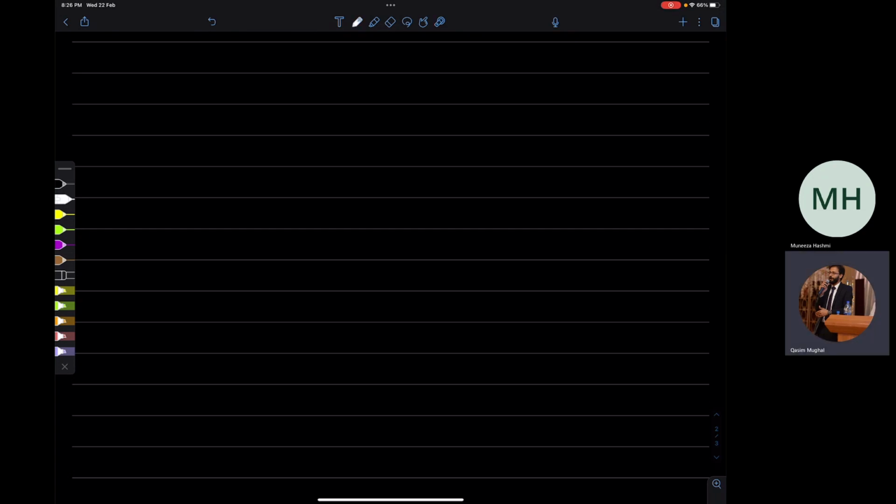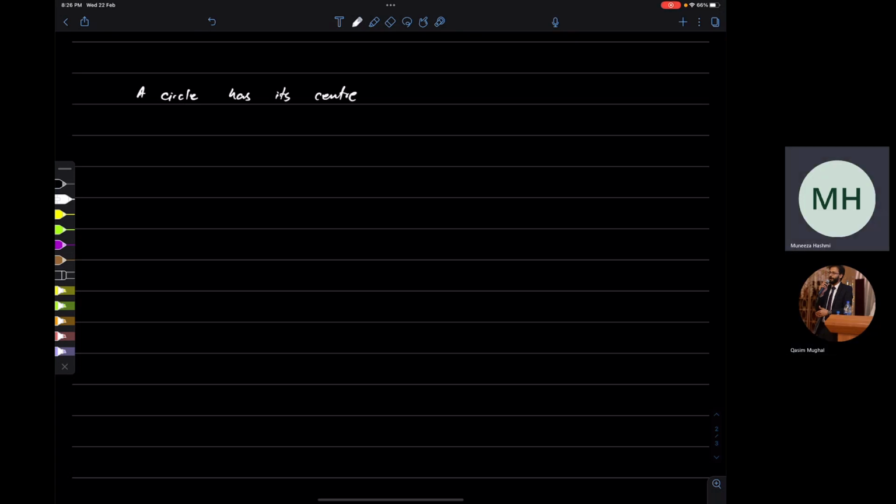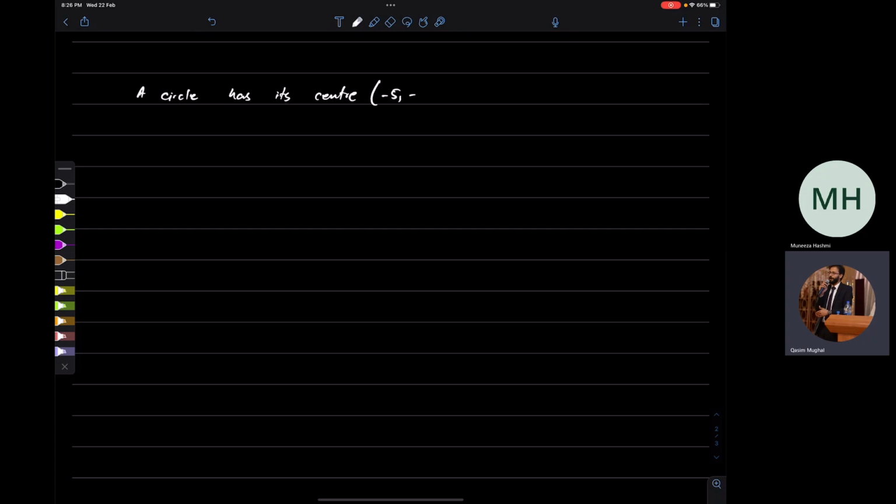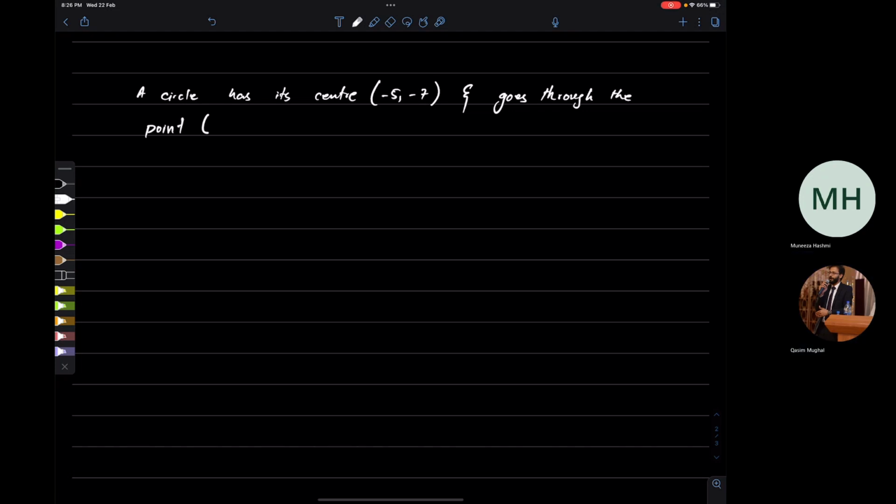Now let's just do a question here. A circle has its center at -5, -7, and goes through the point 1, 1. Find the equation of the circle.